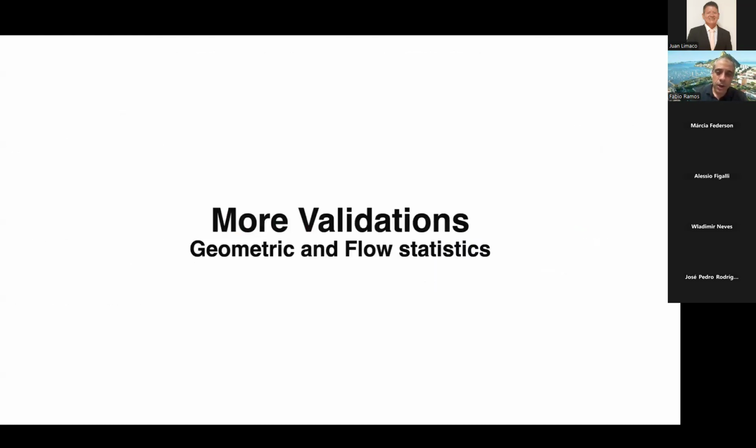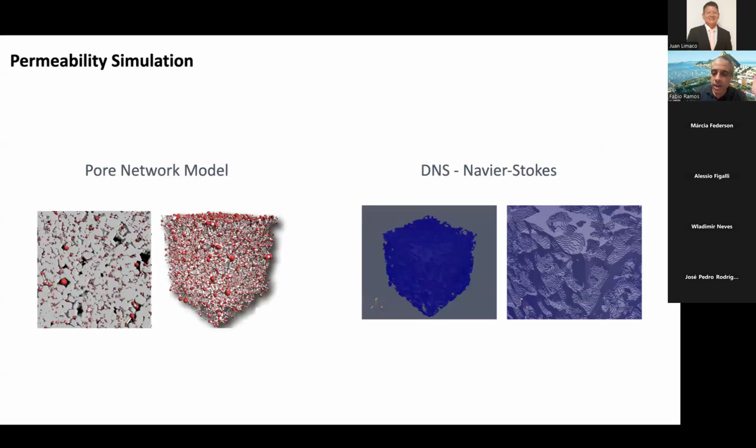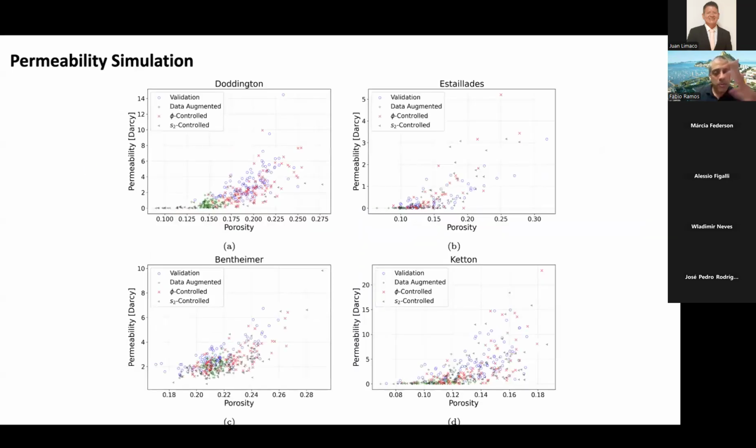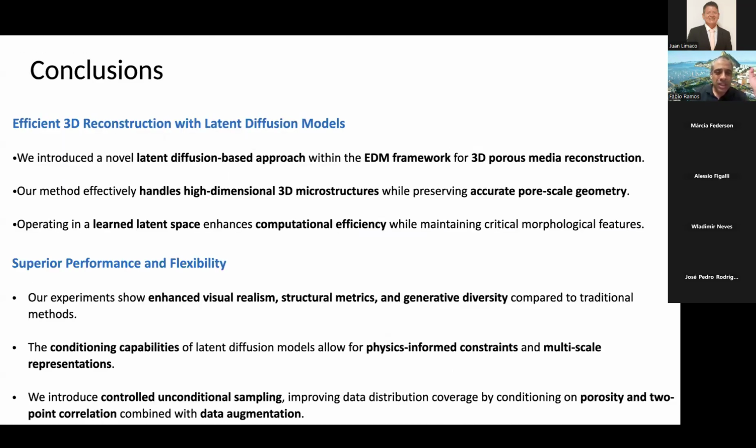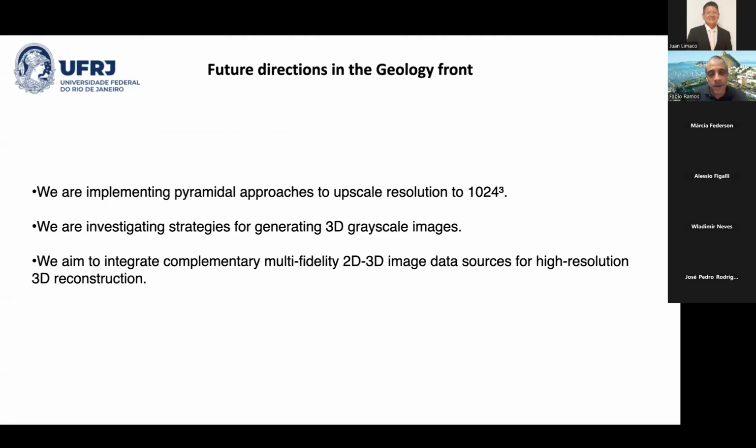So this is our work. We did more validation by working with permeability. We don't have time to discuss this. So in conclusion, in this work, if you want to generate an image of rocks, you should go to the latent space. It just works very well. We are trying to upscale this for larger images.